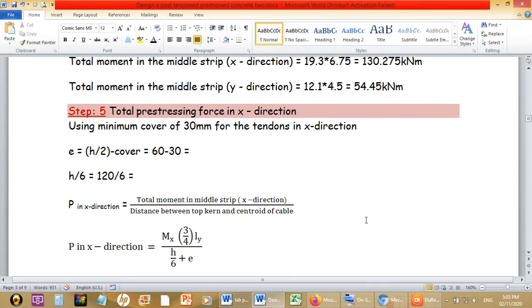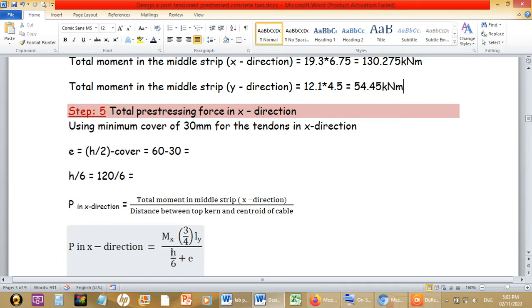The moment which we get from that stress diagram is force into lever arm. So force is equal to moment divided by distance. In this way we'll get that force. But to find the distance between the top kern and the center of the cable, we need to add kern zone plus e. And for a rectangular section, do remember this thing: the kern zone is h by 6.